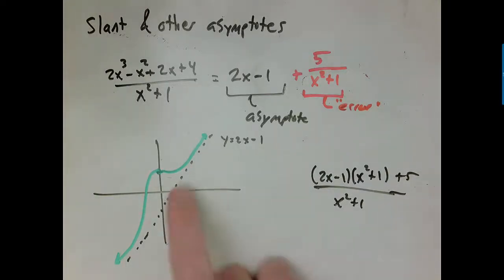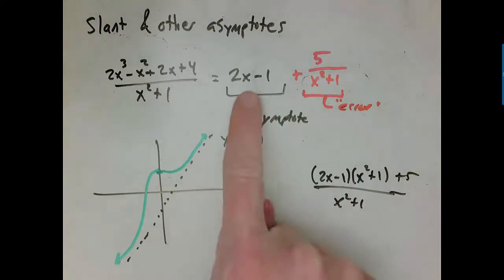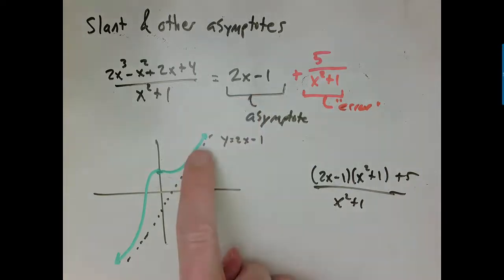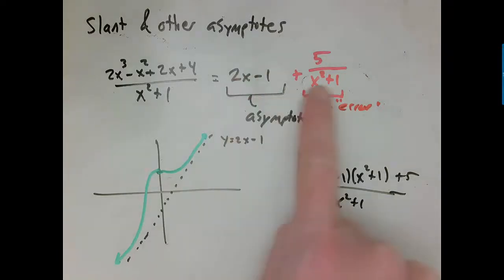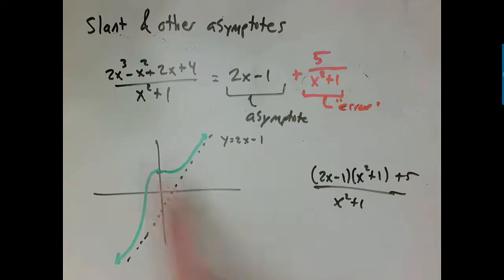And the reason I know it never crosses this asymptote is because what would have to happen for us to cross the asymptote is the error term would have to be negative. Because remember, the asymptote is this equation. So if I wanted my function to be below that equation, I would have to have that equation minus something. But this term is always positive for all x values, therefore my function is always above that asymptote equation.